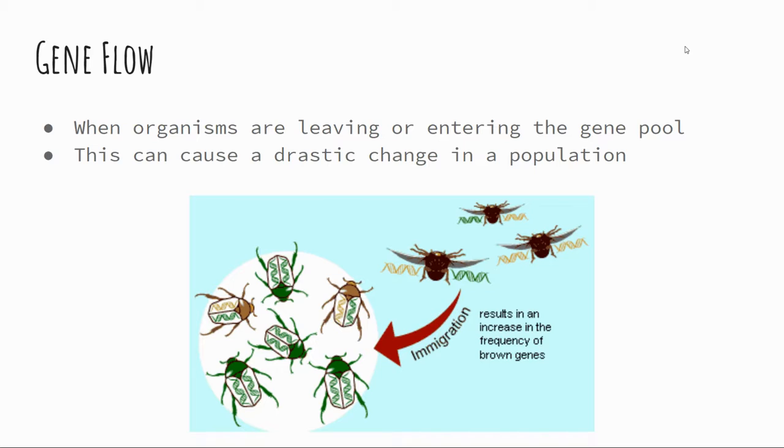First one is gene flow. This is when organisms are going to leave the gene pool or enter the gene pool. This can cause a drastic change in the population because of new alleles or new traits being introduced or removed from that gene pool. So over time, we could see evolution begin to occur based off the alleles within that population to be reproduced and passed on.